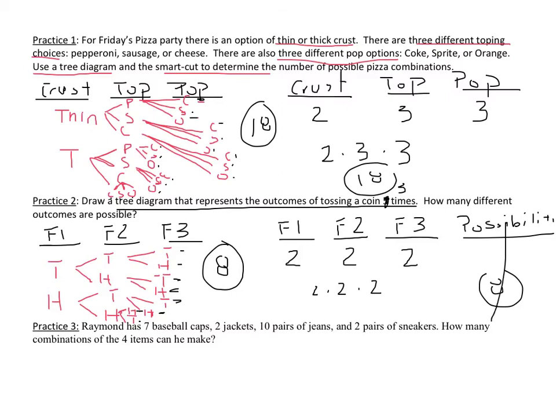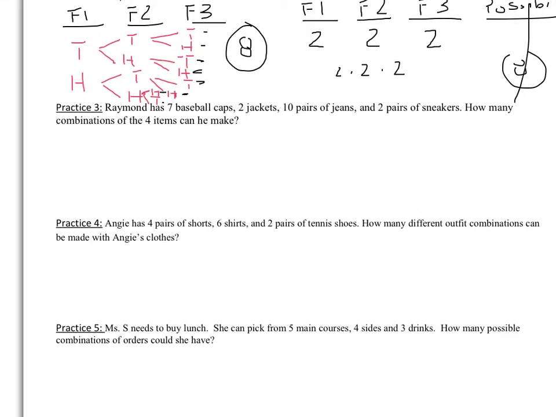Now, I'm going to do one more for you. This time I'm not going to draw a tree diagram. I'm going to just write down, use a smartcut, and then I'm going to have you try 2 practice problems. So it says Raymond has 7 baseball caps, 2 jackets, 10 pairs of jeans, and 2 pairs of sneakers. How many combinations of the 4 items can he make?